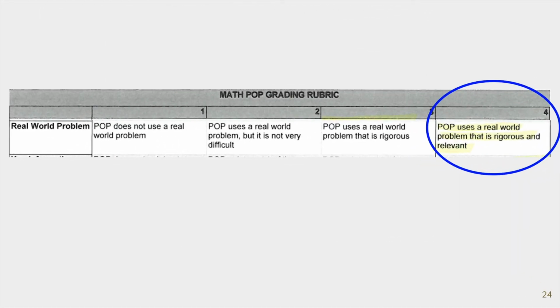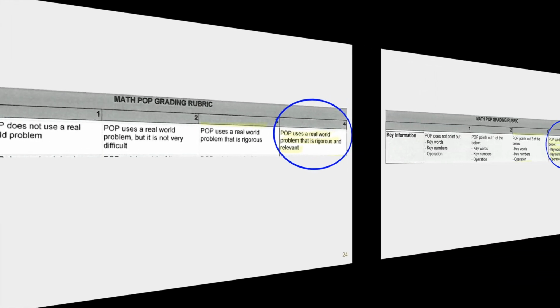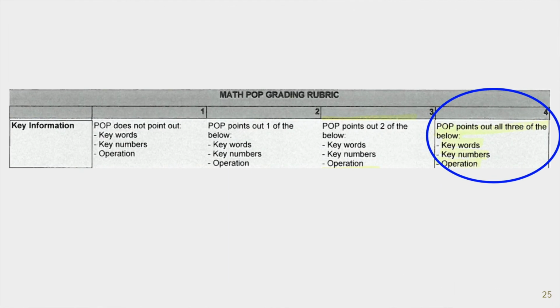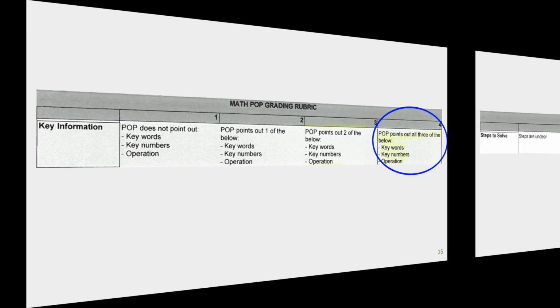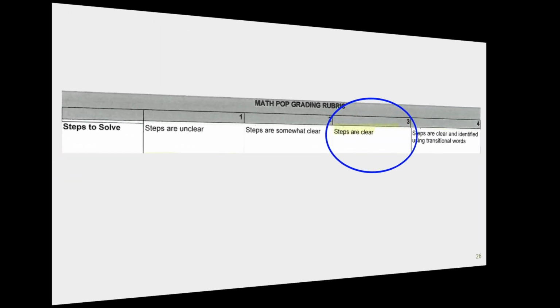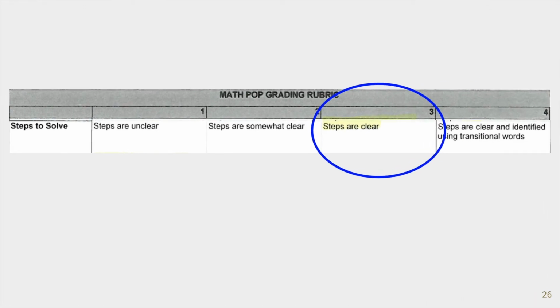Her real-world problem was rigorous and relevant to a viewer, so she earned a 4 for that section. The student also highlighted key words, key numbers, and used the correct operation to solve the problem, so she earned another 4. I also felt her steps to solve were pretty clear, so she earned a 3.